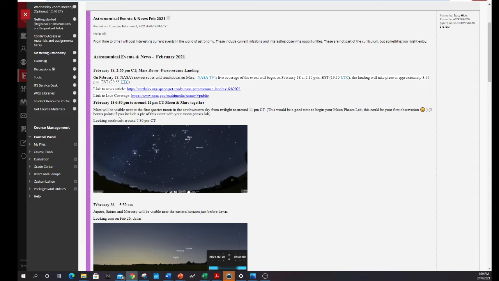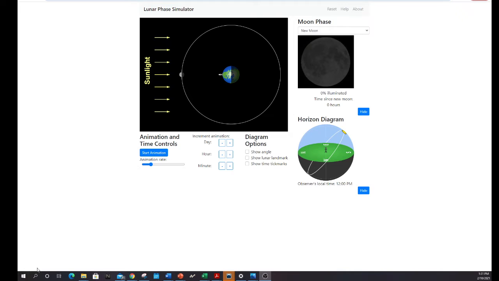And I also put in 5 bonus points if you include a picture of this event with your moon phases lab, right? So you can just take a picture with your phone. You might have to zoom in a little bit to make sure Mars is visible in there. But I want to cover a little bit about moon phases.